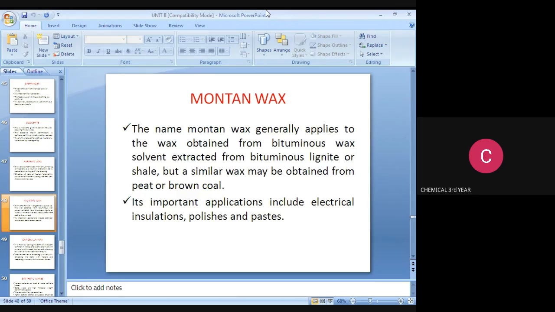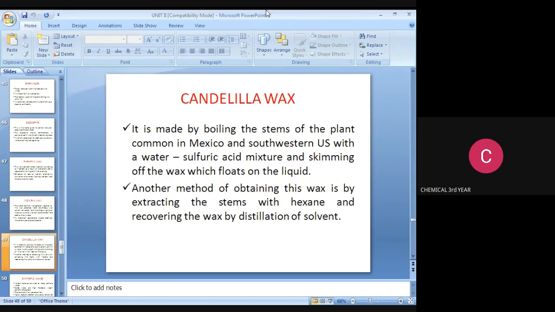Mountain wax, we obtain from bituminous wax. It is extracted from bituminous lignite or shale, and it may be obtained from peat or brown coal. The applications of mountain wax are electrical insulation, polishes, and pastes. Candelilla wax is obtained using sulfuric acid, and the wax is skimmed off as it floats on the liquid.